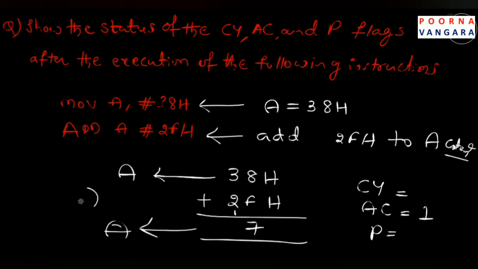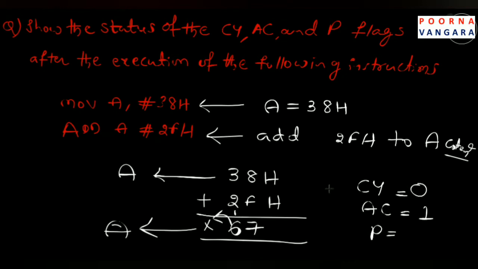Now 3 plus 2 is 5, 5 plus 1 is 6, and there is no carry coming out from this second position. So there is no carry from here, so carry is 0.